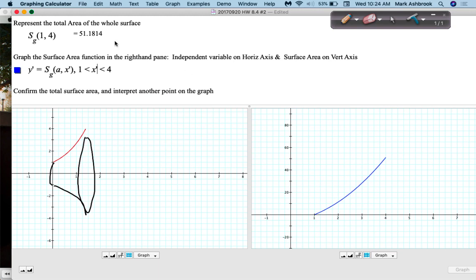All right, what do we get for the total surface area? 51.1814. How does that relate to this graph? Where does the total surface area, how does it relate to this graph here? Allison, what do you think? So when y is equal to 1, the original function, then that's where the surface area starts. It goes up to, what, 51. Okay, so this right here, how does this right here relate to this graph?